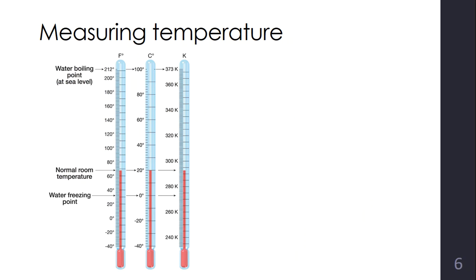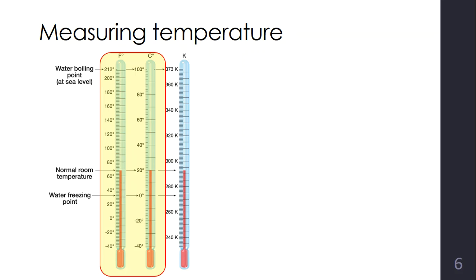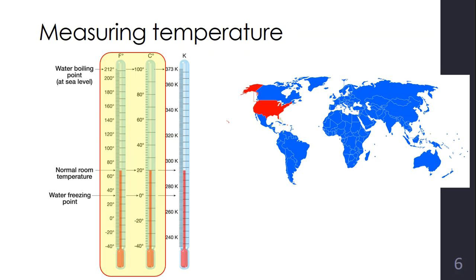We measure temperature using 3 different systems. In the United States, we use Fahrenheit, where water boils at 212 degrees at sea level. Normal room temperature is just below 70 degrees, 68 degrees, and water freezes at 32 degrees, which seem like somewhat arbitrary numbers, right? So don't worry about the K one, that's Kelvin, which is not really used colloquially and we're not going to talk about in this class. We're also going to talk about Fahrenheit and Celsius.